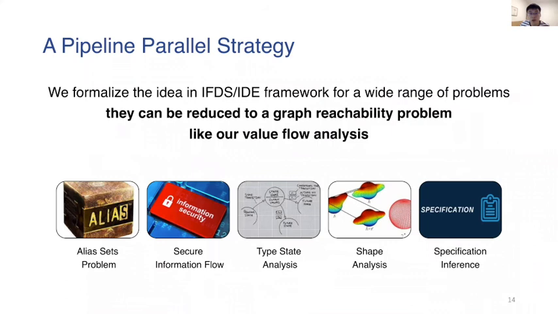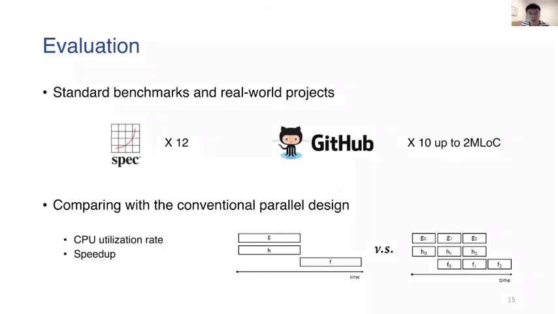In the paper, we formalized the pipeline idea in the IFDS/IDE framework for a wide range of problems, such as the taint problem, the problem of securing information flow, and so on. These problems have a common feature that they can be reduced to a graph reachability problem, just like our value flow analysis. As for evaluation, we use similar benchmark programs as before and compare the pipeline method to the conventional parallel design in terms of CPU utilization rate and the speedup.